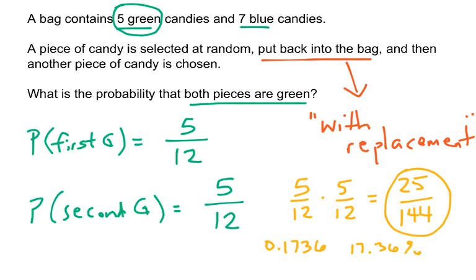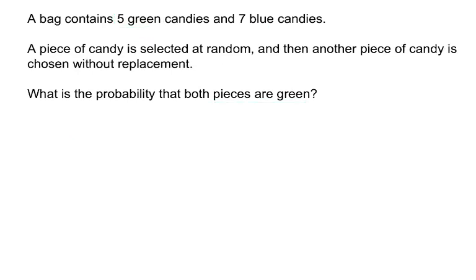Let's change this up just a little bit. We're working with our same bag of candy that has 5 green and 7 blue candies. This time, a piece of candy is selected at random, and then another piece of candy is chosen without replacement. If you see without replacement, that means the first piece of candy was picked out and it was left out when we made the second selection. What is the probability that both pieces are green?